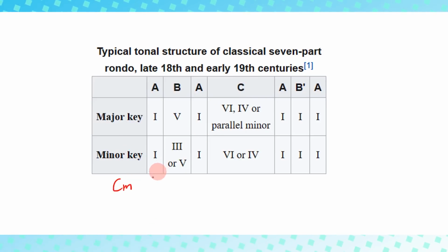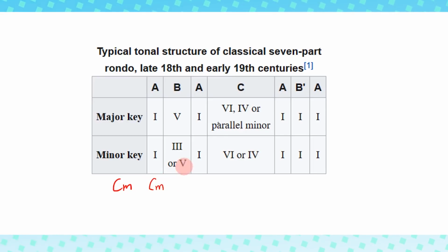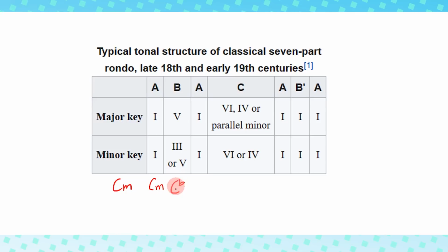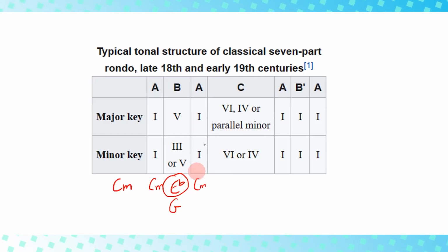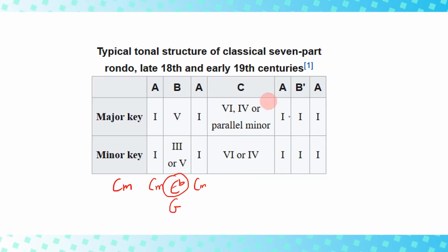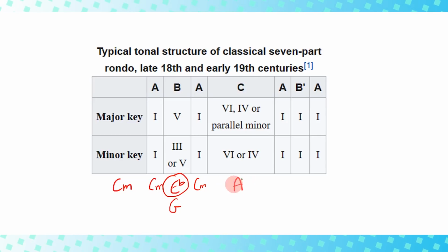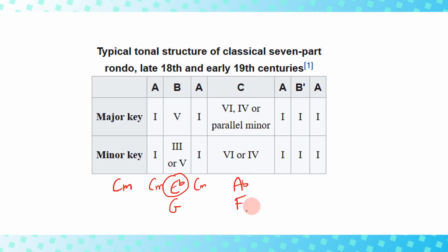Okay, so the A section is going to be in C minor, which is the 1. And then the B section is either going to be in E flat major or G major. In this one, it's E flat major. And then we return to the A, which again is C minor, because the Roman numeral 1, the first note of the C scale, is C. And then our next episode is either going to be in the key of A flat or the key of F major. And then we go back to C minor.